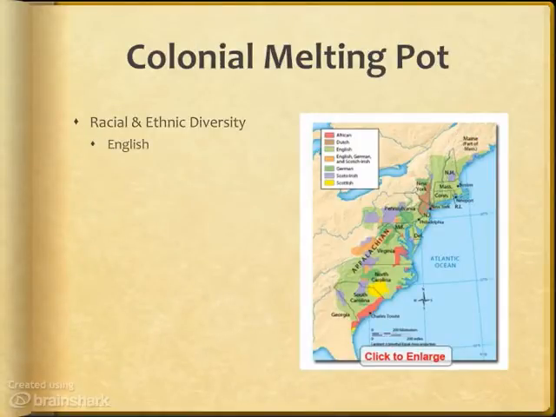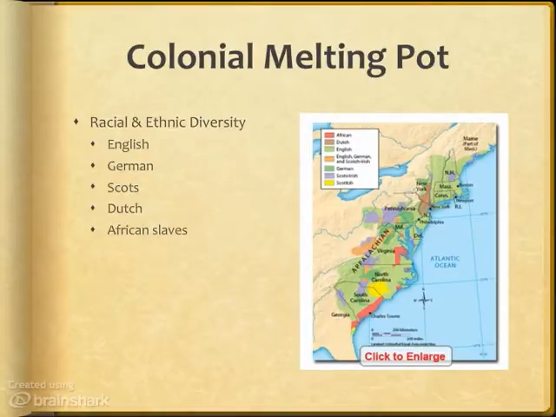Now, as the colonies grew, they began to attract immigrants from around Europe. Of course, the first group to take a chance on these colonies were the English. But soon, the colonies were becoming a melting pot of various ethnic groups from across Europe. Some of the first non-English groups to immigrate to the 13 colonies were the Germans, the Scots, and the Dutch.